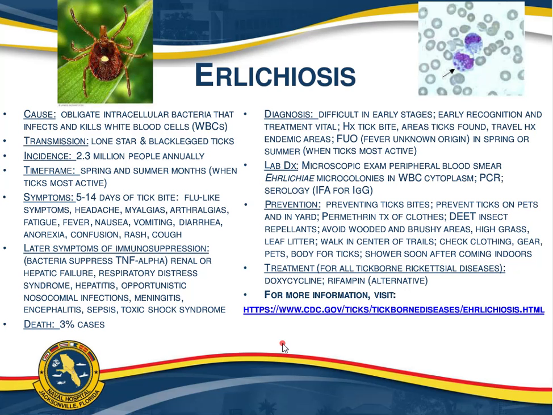And so ehrlichiosis, an obligate intracellular bacteria that infects and kills white blood cells. Transmission is by ticks, the lone star and black-legged ticks. I put a picture of the tick on there. 2.3 million people annually. The time frame is spring and summer months. Symptoms are flu-like, headache, myalgias, arthralgias. And later symptoms, if it goes on longer, it suppresses the immune system, and you get renal or hepatic failure, respiratory distress, and opportunistic nosocomial infections. Death is 3% of cases.